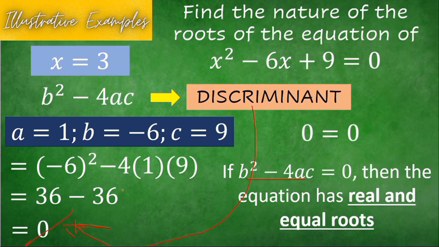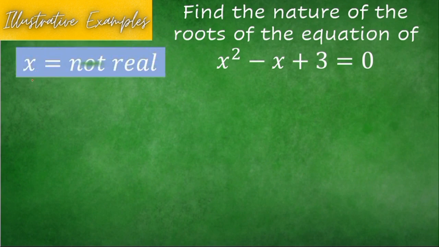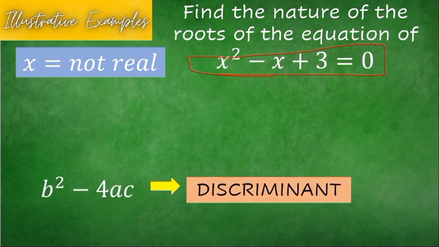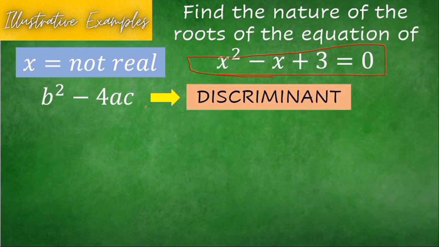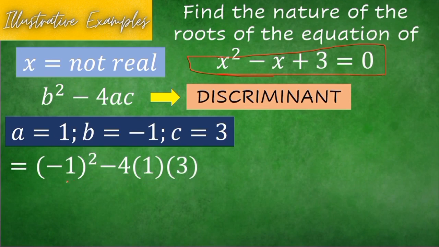Last example. Find the nature of the roots of the equation x squared minus x plus 3. If you will solve this using the quadratic formula, you will not be able to obtain or get a root. Because of the discriminant. The values of a, b, and c are 1, negative 1, and 3 respectively.